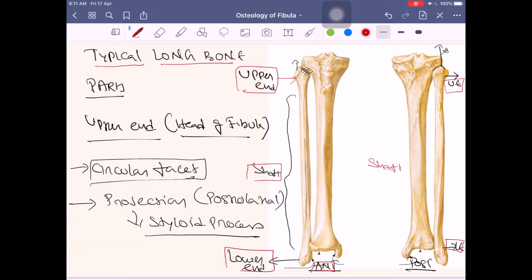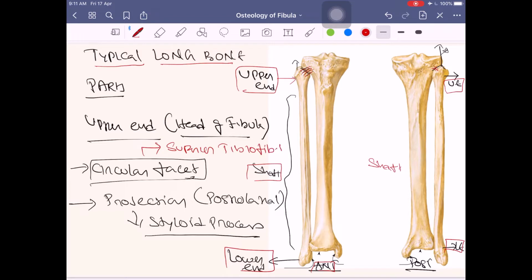Now the upper end is also known as the head of the fibula. It bears a circular facet on its inner aspect. The circular facet, which I'm now marking with the red color, is meant for articulating with the lateral condyle of the tibia to form your superior tibio-fibular joint.